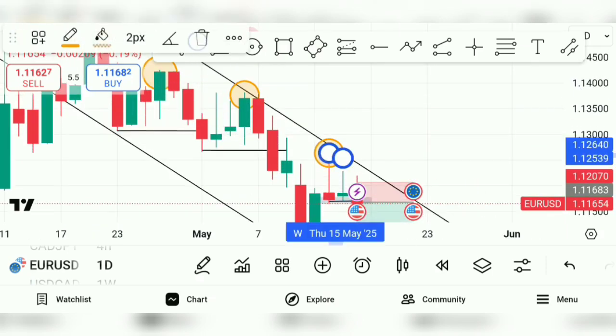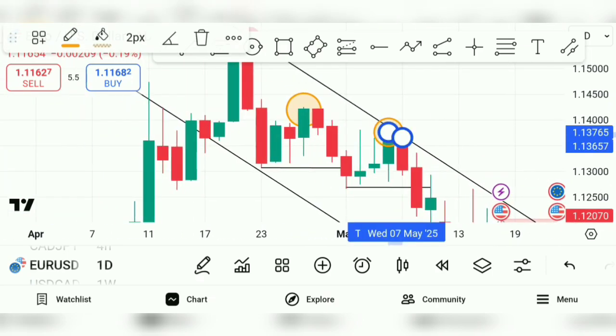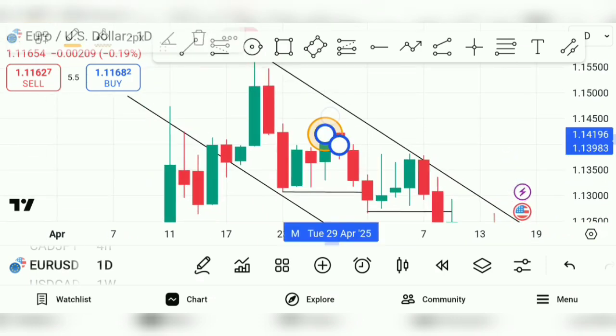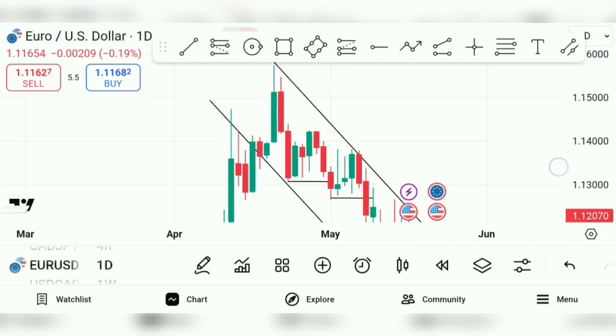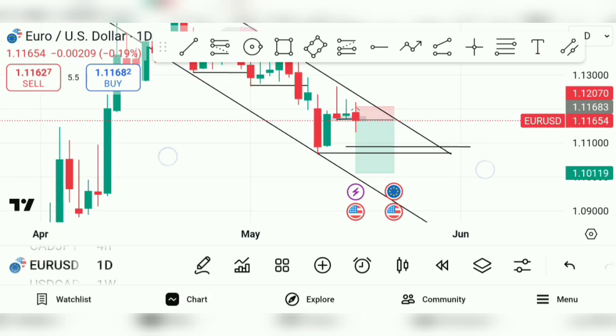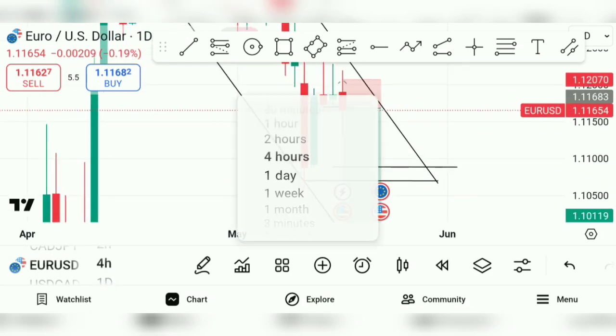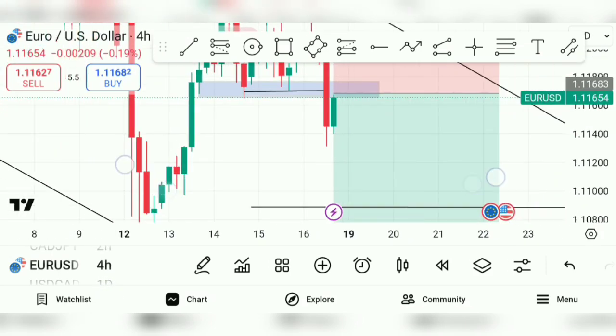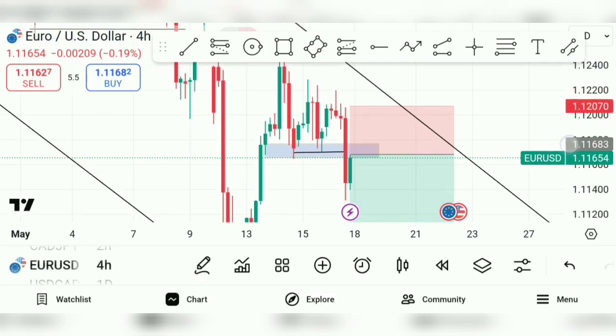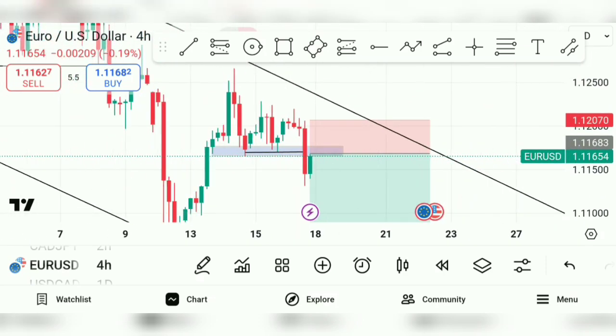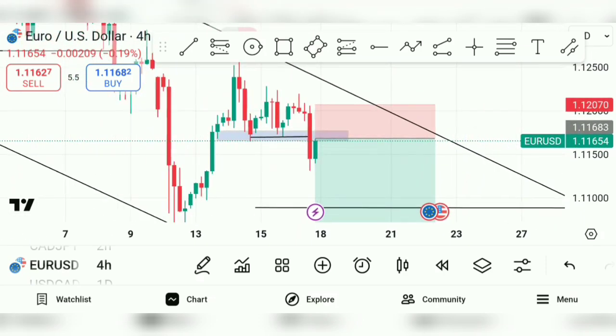So guys, we'll definitely see how it plays out next week. This trade, I've already put my orders at this point, because if you look at this 4 hour time frame on this particular zone, you see that there was a range.